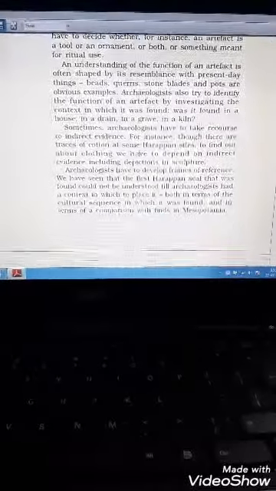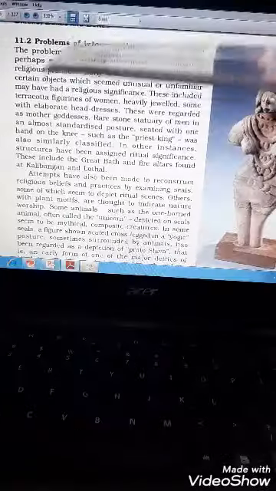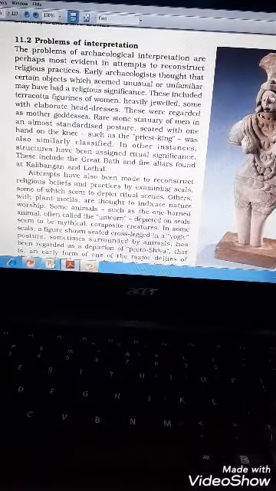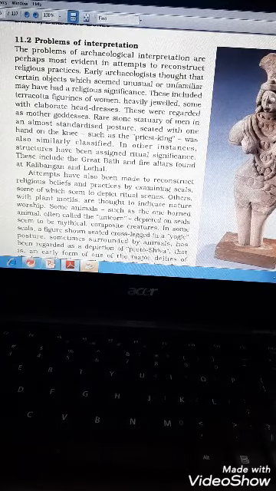Now the next one is our big problem of interpretation. This is the last topic of your chapter, so now let us start. Here we are going to discuss the religious life of the Harappan people.